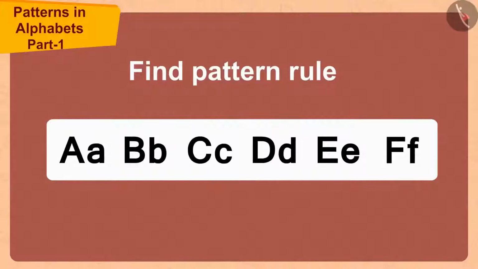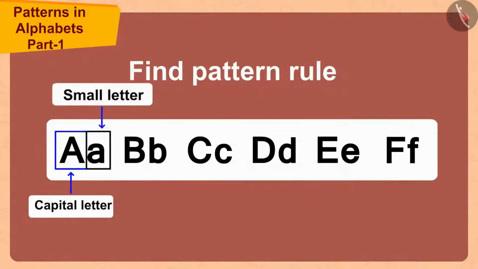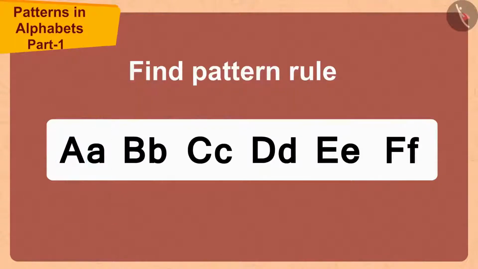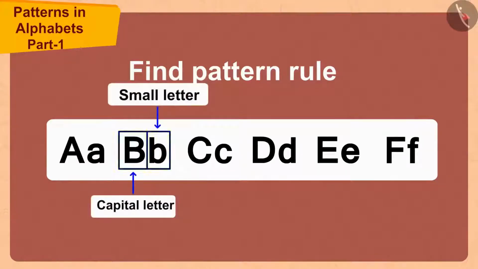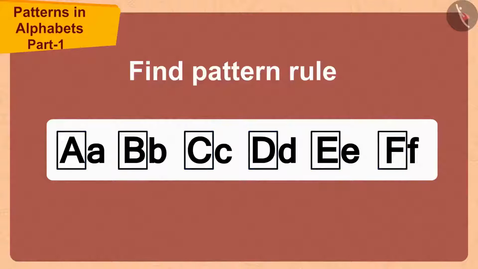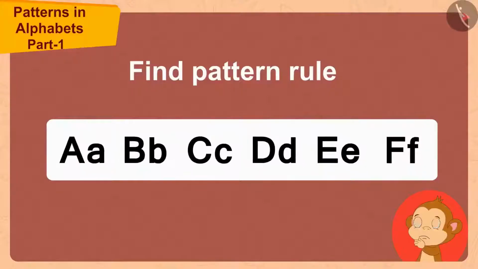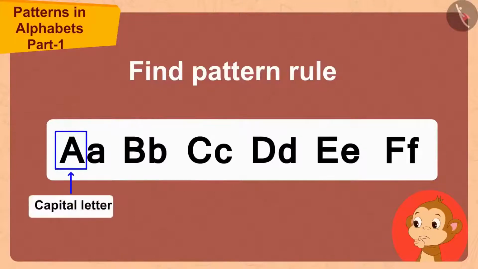Firstly, the first letter of the alphabet A is written in capital letter. Then, the small letter of the same letter is written. The same rule is then repeated for the next letter B. In this way, this pattern has been made by writing capital letters of every letter and then small letters. Babban also discovered the rule of the alphabet pattern like you.